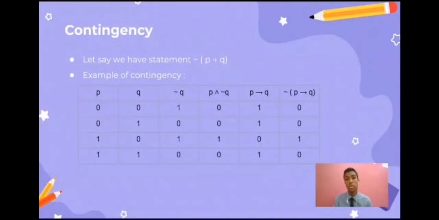And the last one is contingency. Let's say we have a statement not P implies Q. We use the truth table to check it. From the table, we can see that the rightmost column contains both 0 and 1 value. So, we can conclude that it is a contingency.